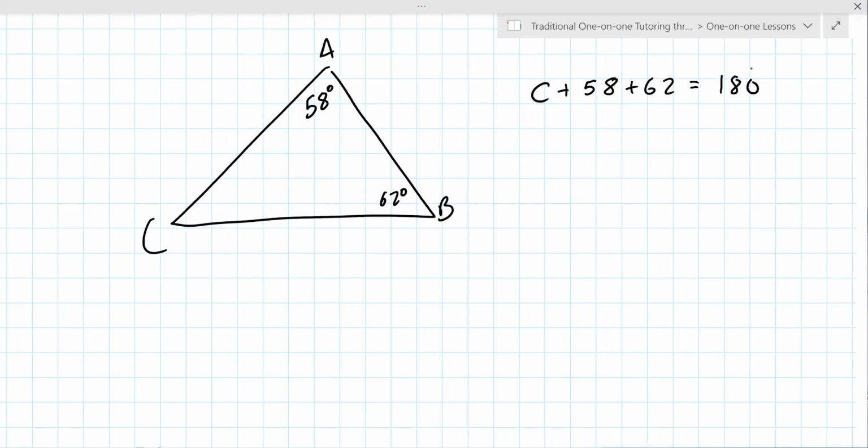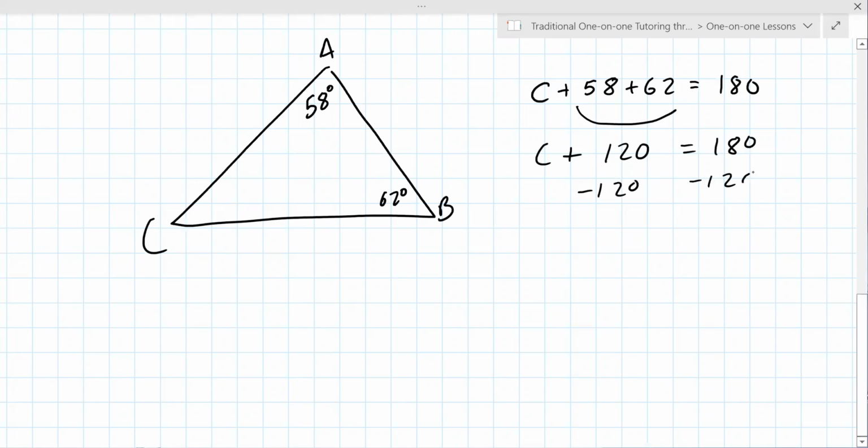$160. Nope, try again. Did you add 58 and 62 together? Yeah, I did. What do they add up to? They got to 120. Okay, very good. 120 minus 180. It's a negative. Nope, try again. Okay, 60.